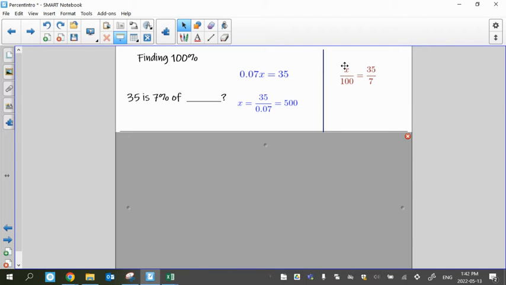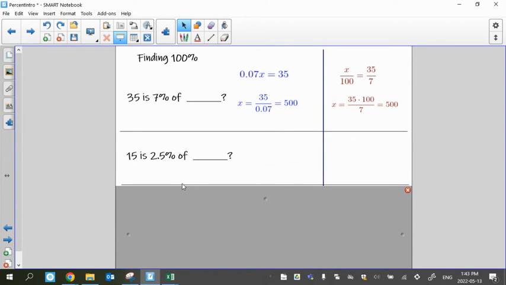The other method would be the same process. I need to find out x to 100. What is 100% if 35 is 7%? Notice here that we don't have decimals. Everything here is expressed as percents, so we don't have to convert to decimals. And then we multiply both sides by 100, and this is our calculation: 35 times 100 divided by 7, which arrives at the same answer of 500.